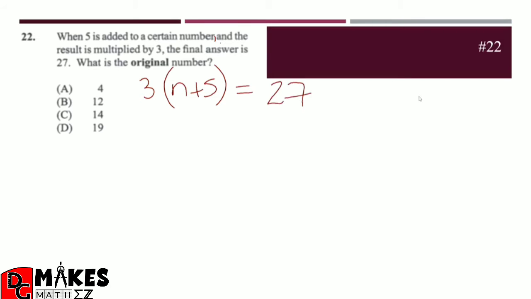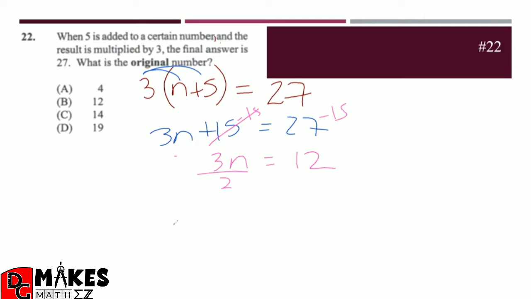Now we can go ahead and solve this equation. 3 times n, that's going to be 3n. 3 times 5, that's going to be 15, equals 27. And we're solving, so it means we're getting rid of everything except n from our left-hand side. So we can subtract 15, 3n is equal to 12. Divide both sides by 3, n is now equal to 4.